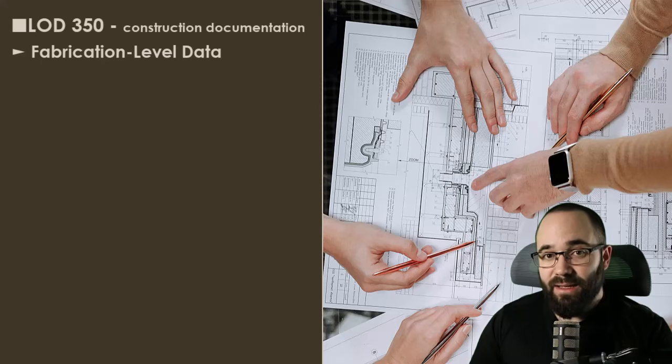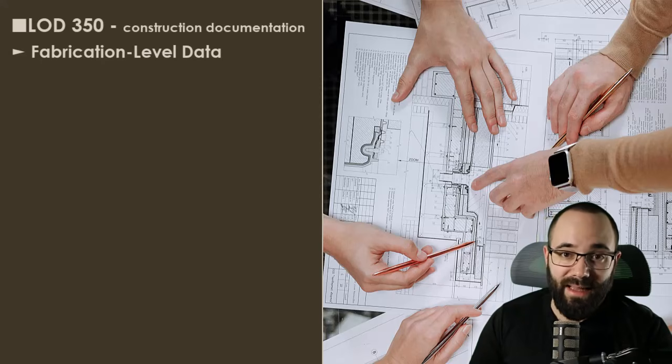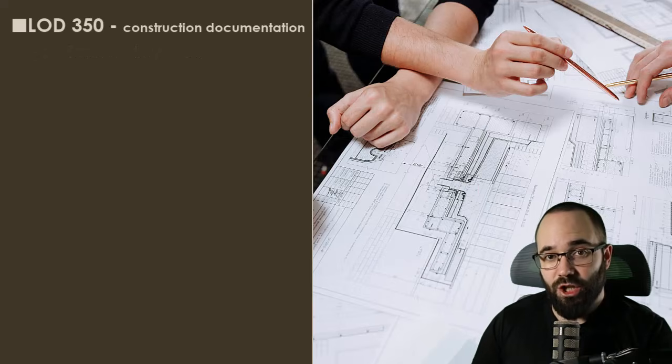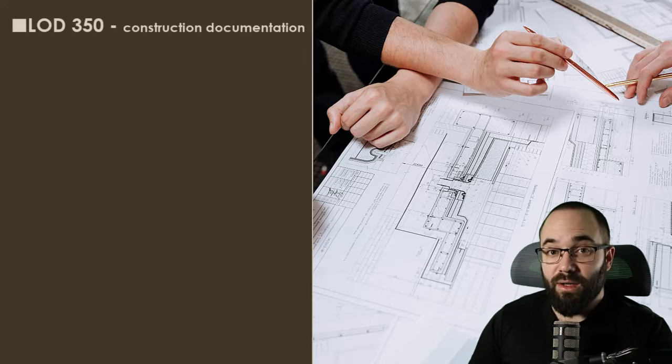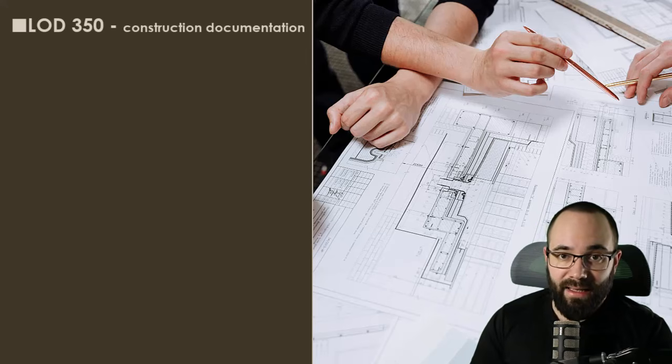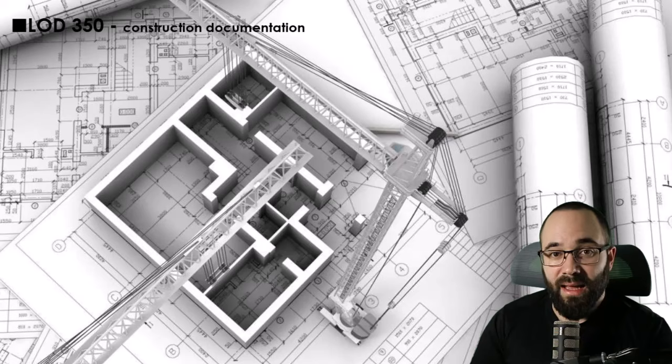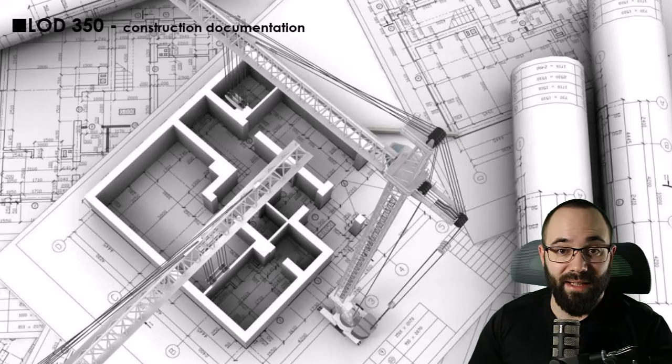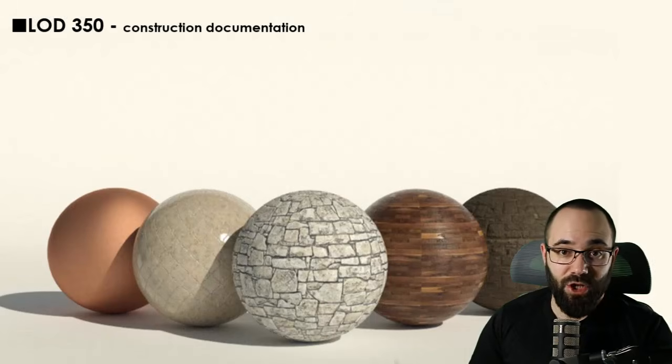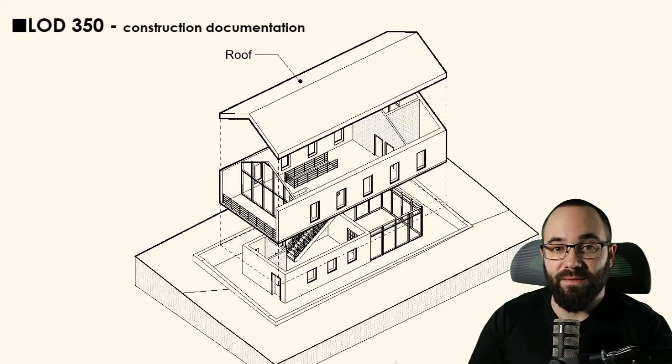Fabrication level data. So LOD 350 includes data necessary for fabrication or construction. It goes beyond design intent and focuses on practical implementation. For example, it specifies materials, dimensions, tolerances, and other specific needs for actual construction.